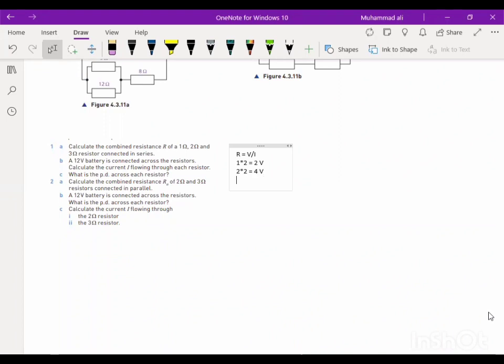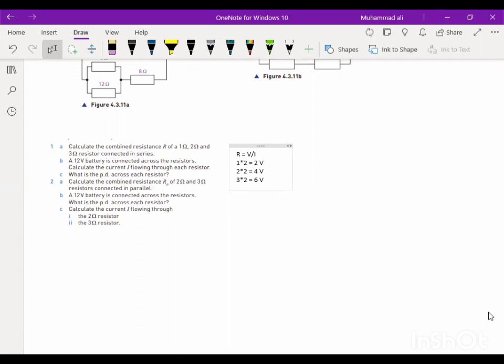And the same I'm going to do for my 3 ohms resistor, right? So for 3 ohms, it's going to be 3 into, again, I have 2 amperes. So that is going to be 6 volts, right? So this is it, yes.